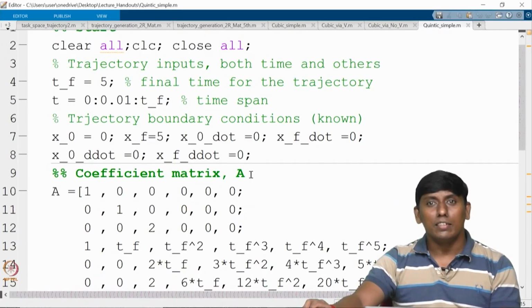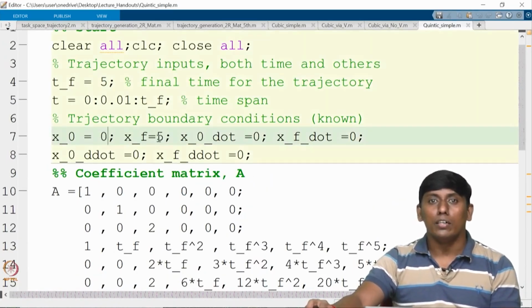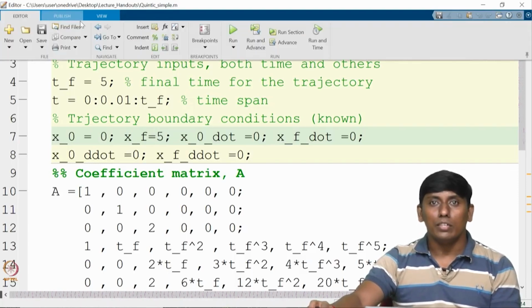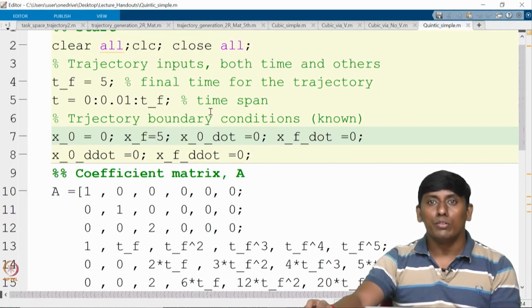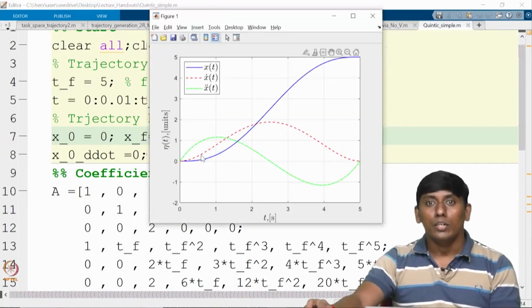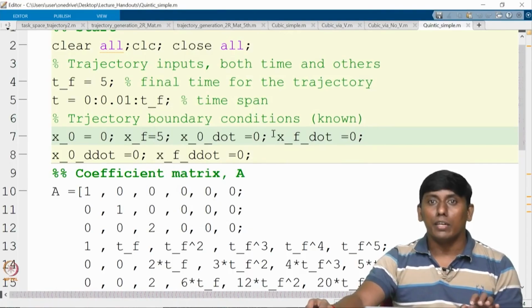Now we will take the same case, where it starts from 0 and ends at 5 with 5 seconds. We can see how it is going. It is much smoother. You can see in the earlier case there was non-zero initial and final acceleration, but in this case I have given 0 initial and final accelerations. So you can see it is a very smooth curve. Even if you want to make it much more interesting.